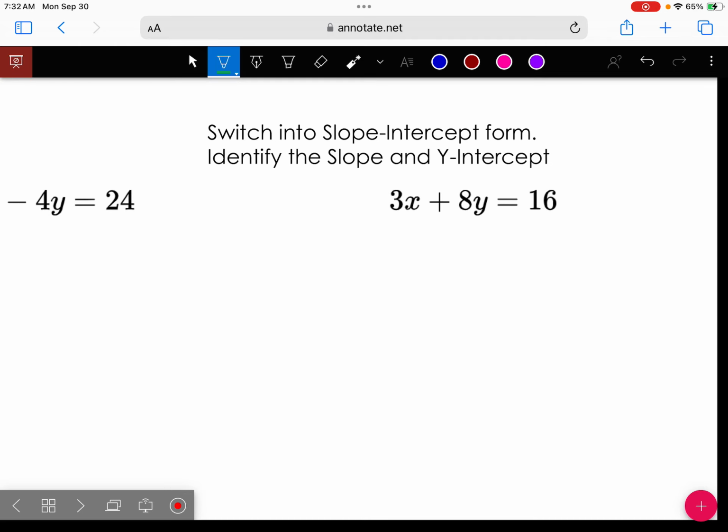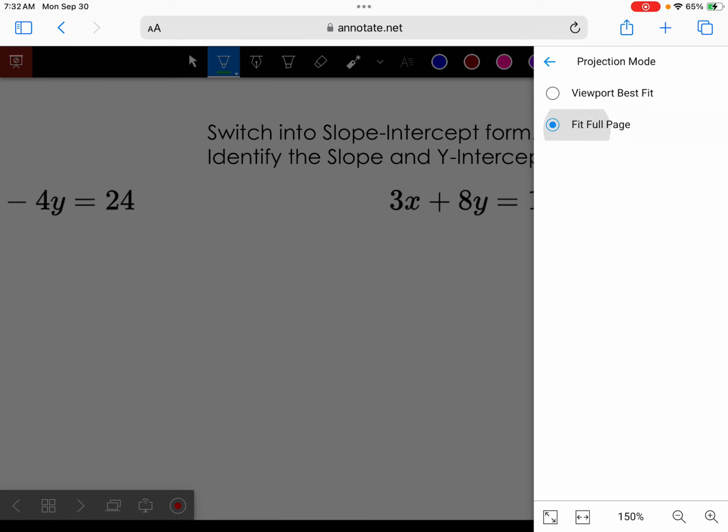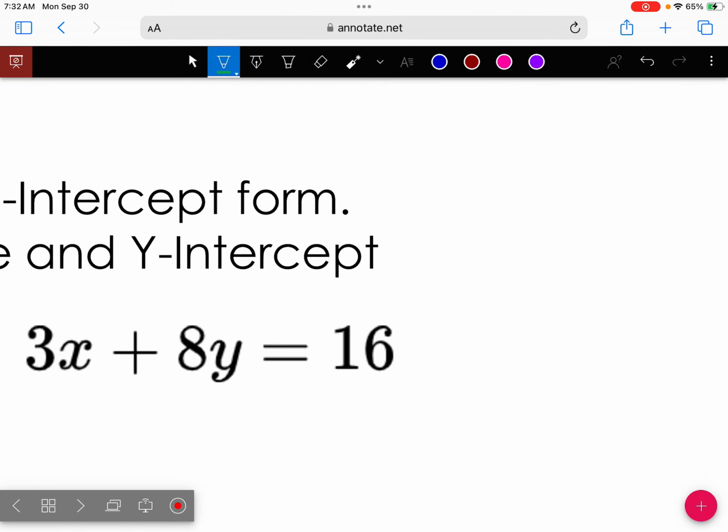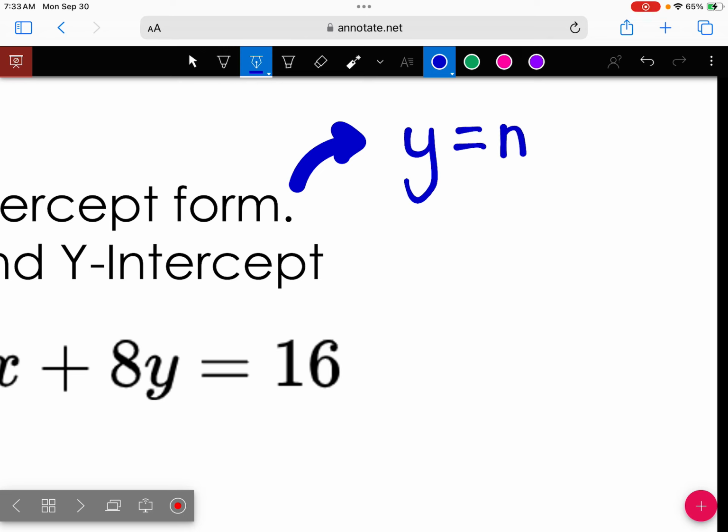Our instructions on this one say to switch it into slope-intercept form and to find the slope and the y-intercept. Got it. So, first thing we need to remember is what is slope-intercept form? What does that look like? Y equals mx plus b. Yep.